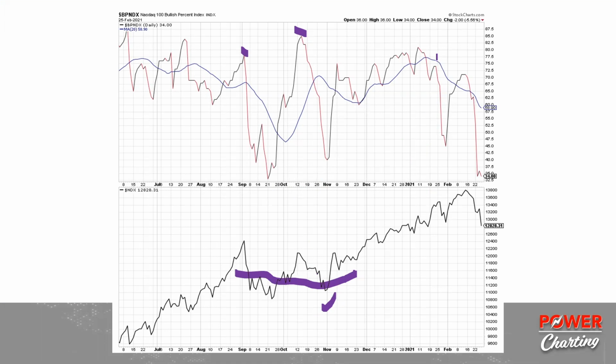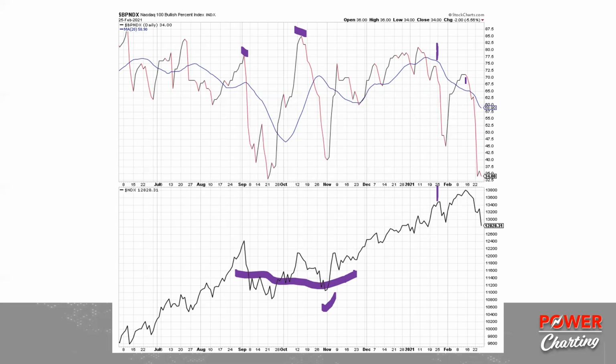Notice this peak right here and where it came. This peak came right about here. And then the bullish percent index really tumbled with a rather mundane reaction in the NASDAQ 100. That was evidence of internal deterioration in the NASDAQ. And we could see in these dominant leading growth names that there was some weakness that had occurred.